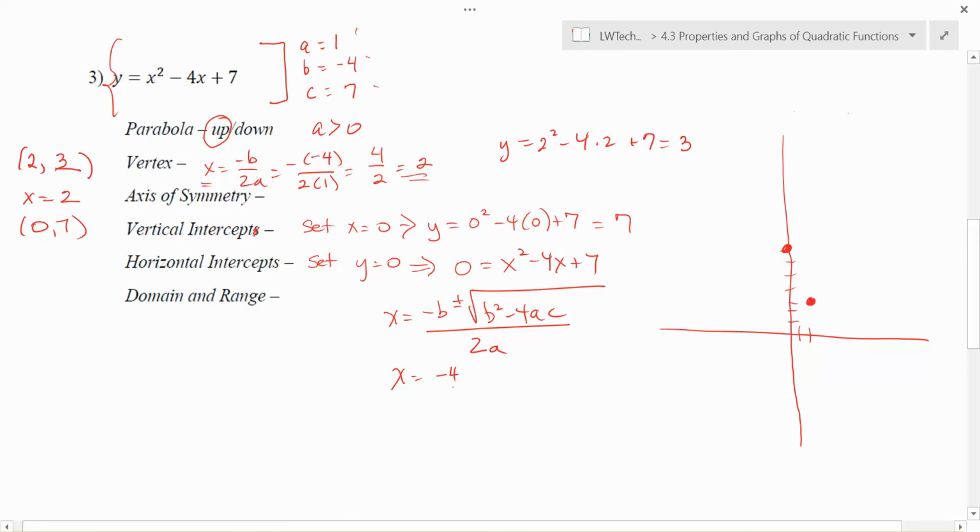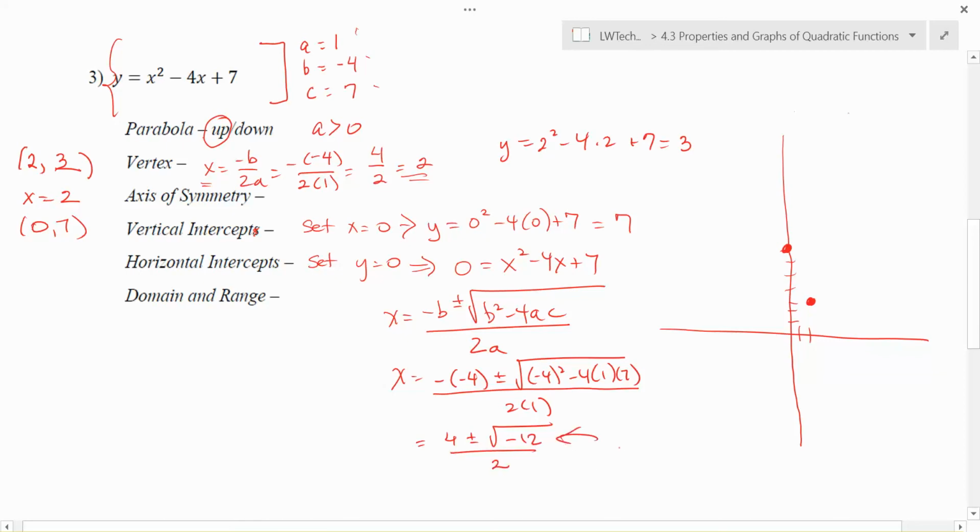So b is going to be negative, and b was -4. So -4 plus or minus the square root of -4 squared minus 4 times 1 times 7, all divided by 2 times 1. Simplifying this down a little bit, I get 4 plus or minus the square root of, when I do this, -4 squared minus 4 times 1 times 7, I get -12. And on the bottom, 2 times 1 is 2.